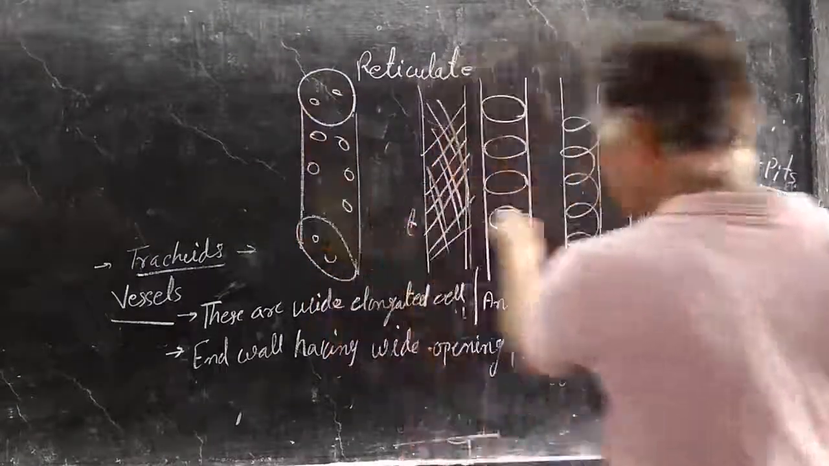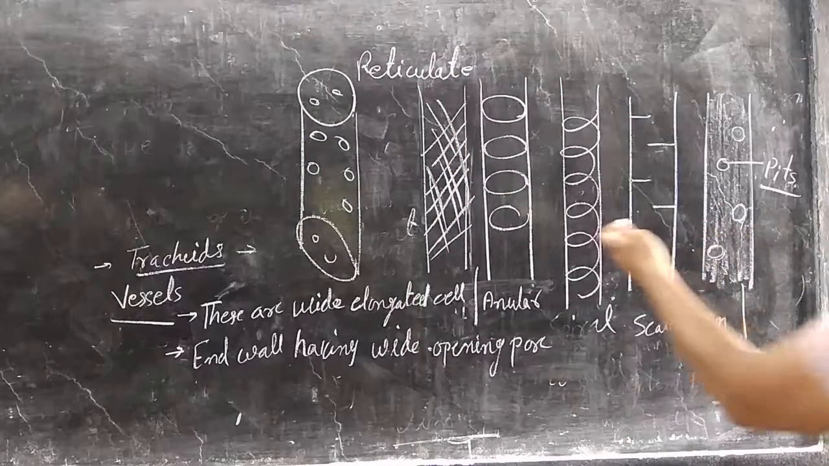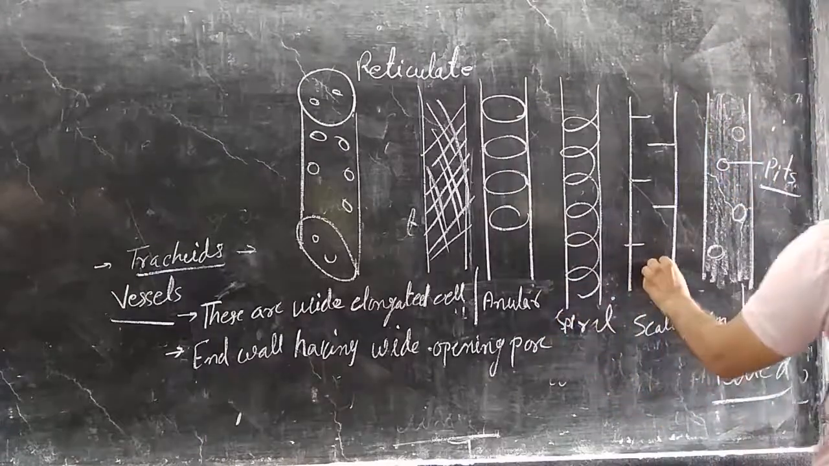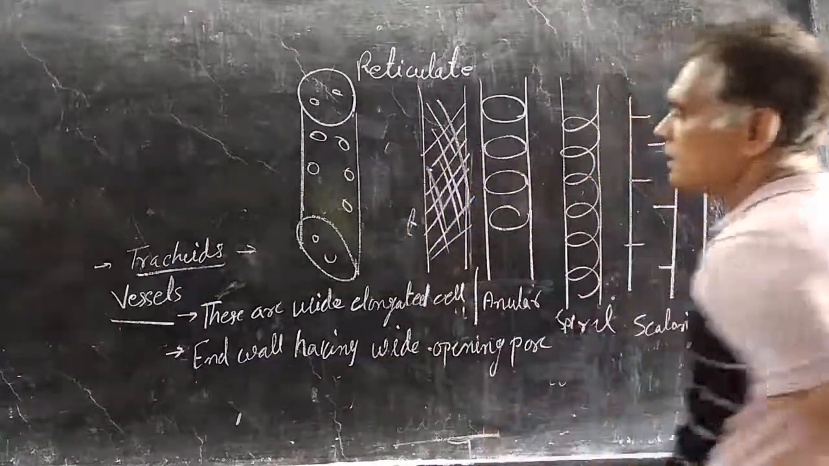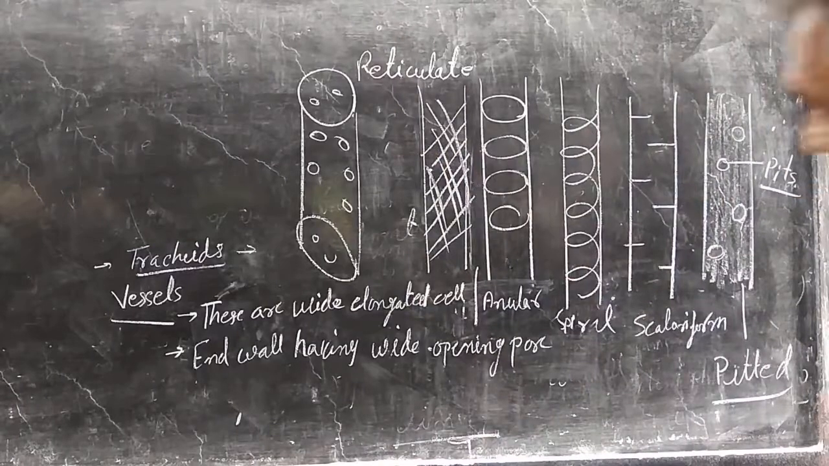And these have different types of thickening. This one is annular thickening. This is spiral thickening. This is scalariform thickening. This is pitted thickening, and this is reticulate thickening. All the different types of thickening are also present in the vessels.